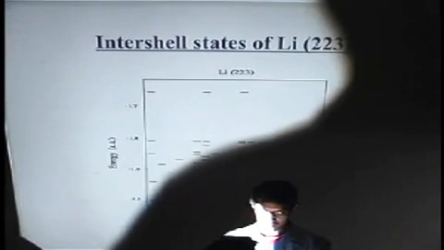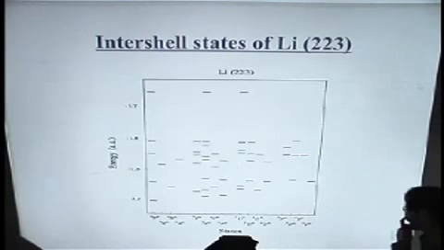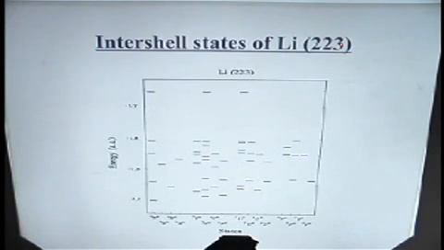So next, I'd like to show you about these intershell states. Now, one of the electrons is in a higher orbital, like 2 to 3. There are about 49 or 50 states here. Again, according to the LS pi scheme, the energy looks random.